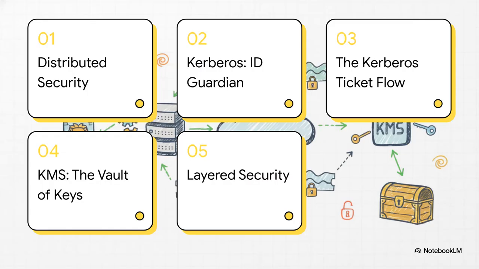So here's our game plan. First, we're going to look at the core challenge of securing this digital city. Then we'll meet our two main guardians, Kerberos, who's like the bouncer checking everyone's ID, and KMS, who holds the keys to all the vaults. And finally, we'll see how they have to work together to create a truly secure system.